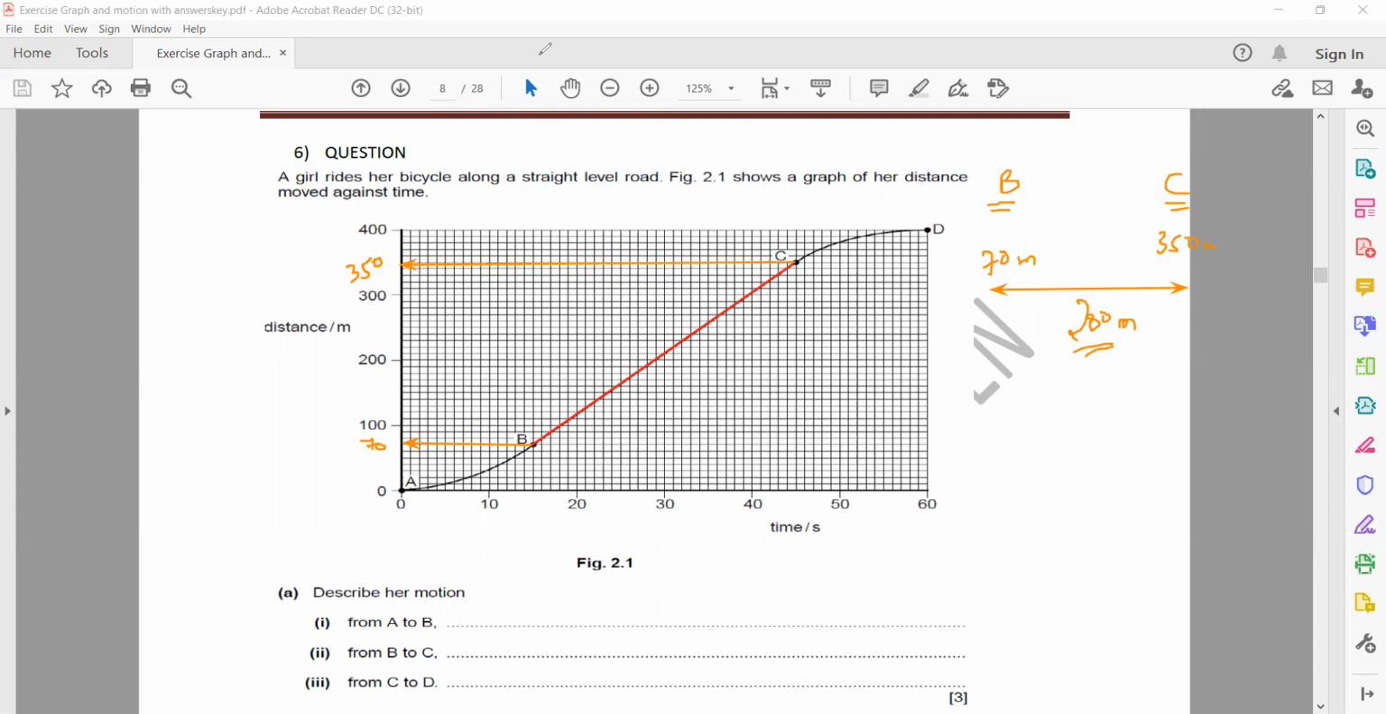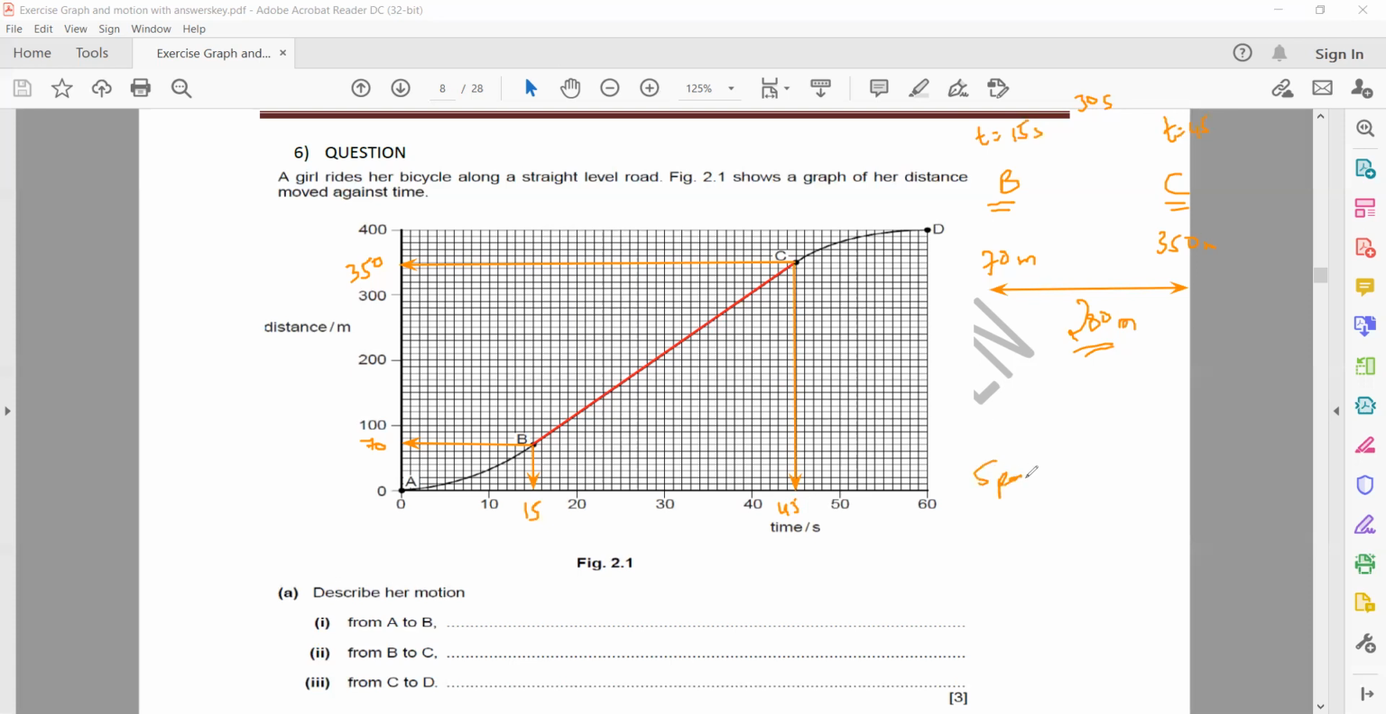Then what about the time? At B, for the time interval, each box on the x-axis represents 1. So it's 11, 12, 13, 14, and 15. And at C, it is 41, 2, 3, 4, and 5, 45. So the time interval is 30 seconds, because when it is at B, the time was 15 seconds. When it is at C, the time is 45 seconds. So the time interval is equal to 30 seconds.